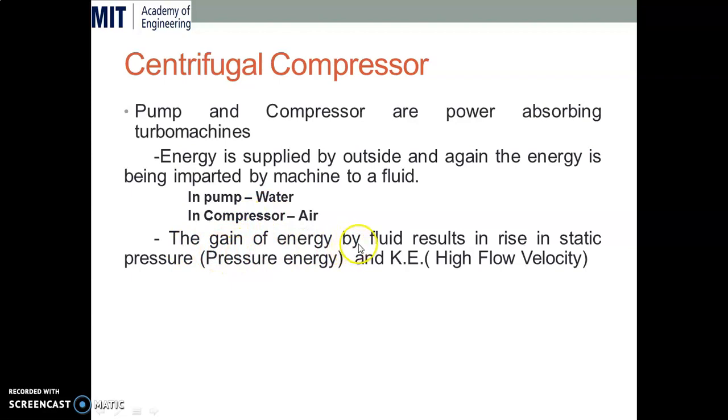This gain in energy by the fluid shows up in both cases as a rise in static pressure, also called pressure energy, and a rise in kinetic energy, also called high flow velocity. So in both cases we get energy conversion from mechanical energy to pressure plus kinetic energy. These devices are exactly opposite to reaction turbines. So basically a centrifugal compressor is a device which compresses air by supplying energy from an external source and imparting it to the fluid, and the compressor uses air.